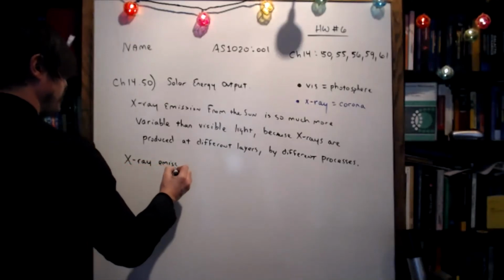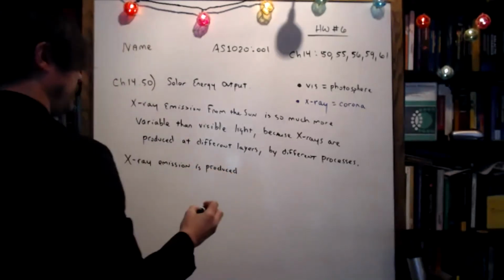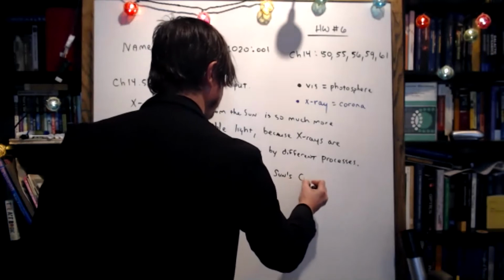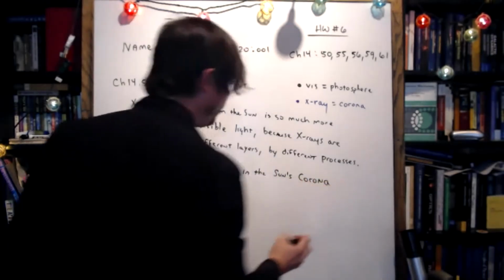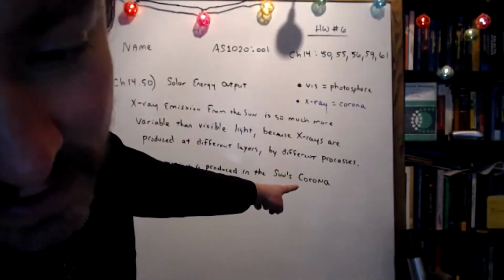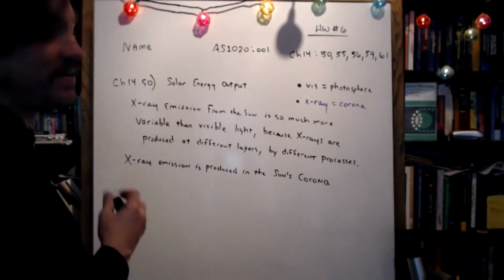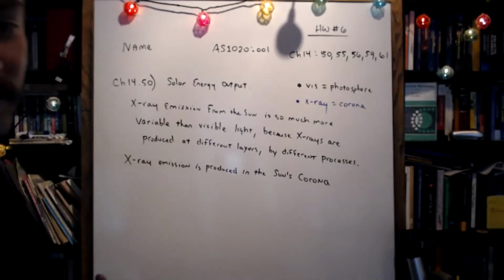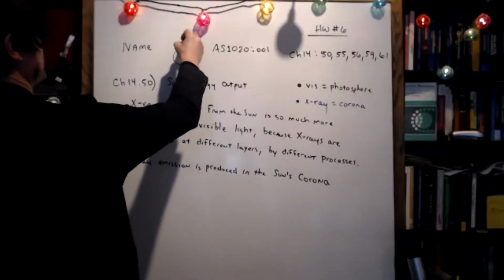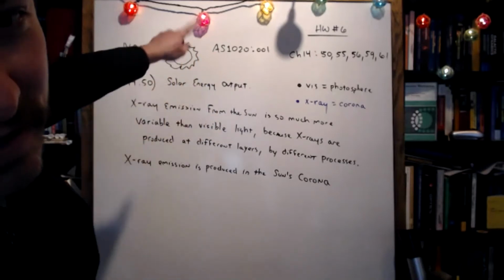X-ray emission is produced in the sun's corona. By the way, the coronavirus is named after the corona, the sun feature, right? Not the other way around. Just want you to know who was there first. Corona is Spanish for crown, and the virus apparently has a little crown on it that looks like the sun's corona. If you look at the coronavirus, it looks like the sun during an eclipse. It has a little crown on it.